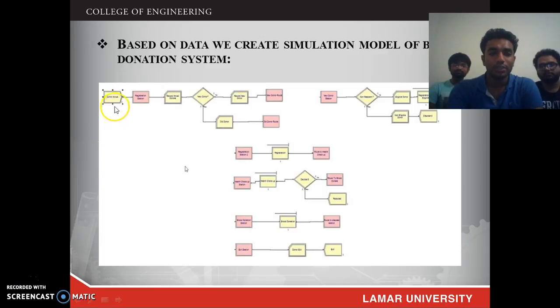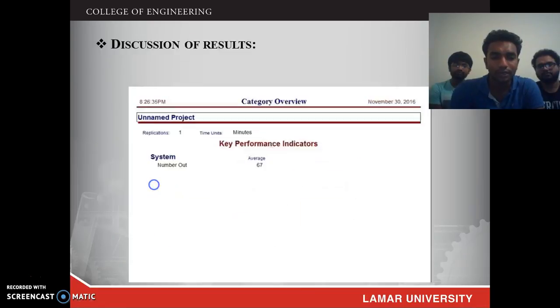This is our simulation model. Let me explain all the modules which are used in our system.